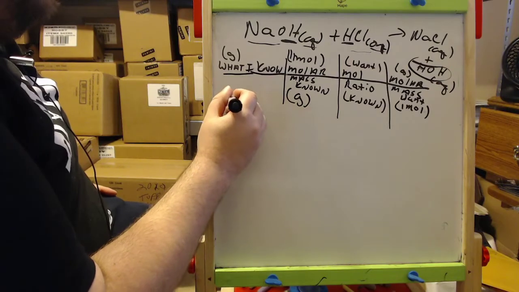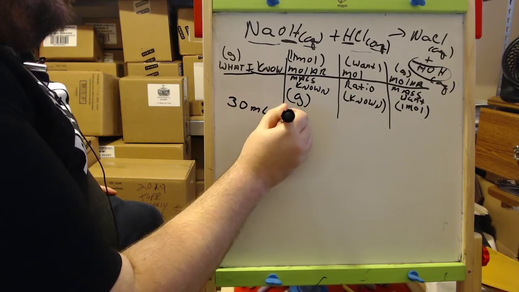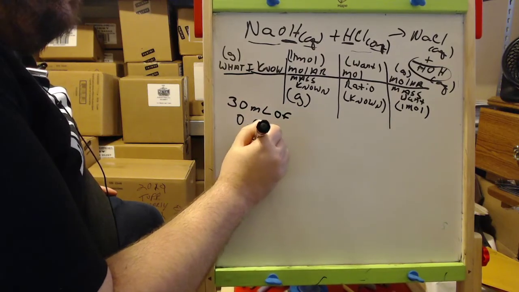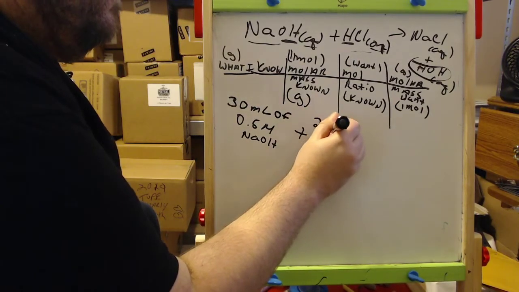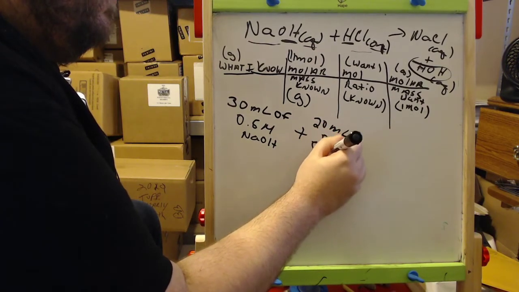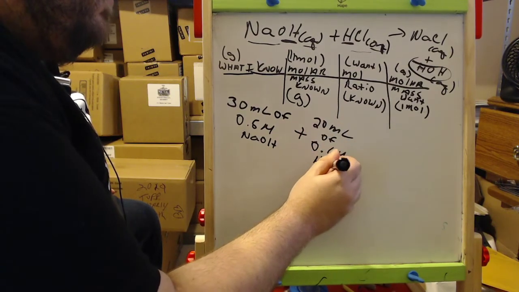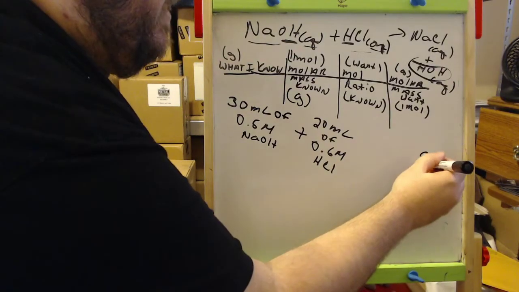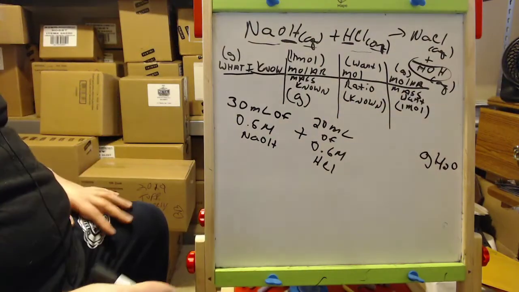So what if this said you took 30 mLs of 0.5 molar sodium hydroxide and you added it to 20 mLs of 0.6 molar HCl, and I wanted to know how many grams of water I got out. Now granted, you wouldn't weigh it in grams, you'd figure out the volume later, but let's say I wanted to know that.